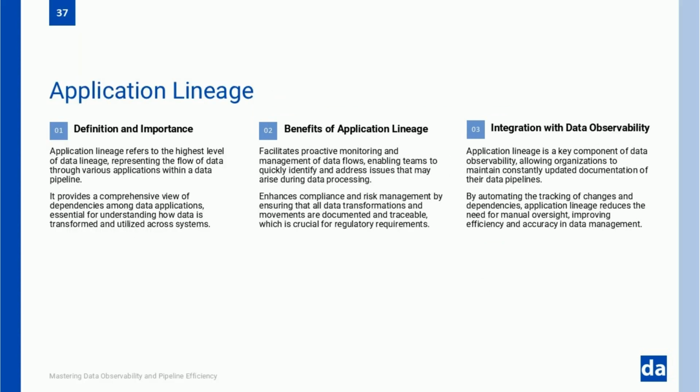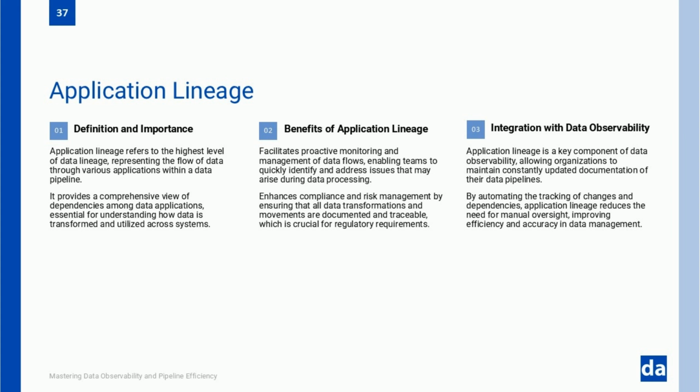All right, let's take the discussion a step further into the world of application lineage, a topic that perfectly complements data lineage. If data lineage is about tracking the journey of data through systems, application lineage is about understanding how the applications themselves interact within a pipeline. The backbone of seamless operations. Think of application lineage as the map of how different apps and tools in your system depend on and talk to each other. It's the bird's eye view of your digital ecosystem.